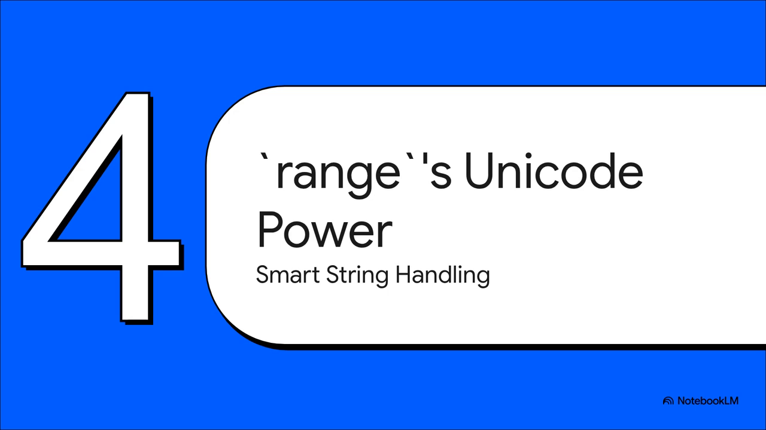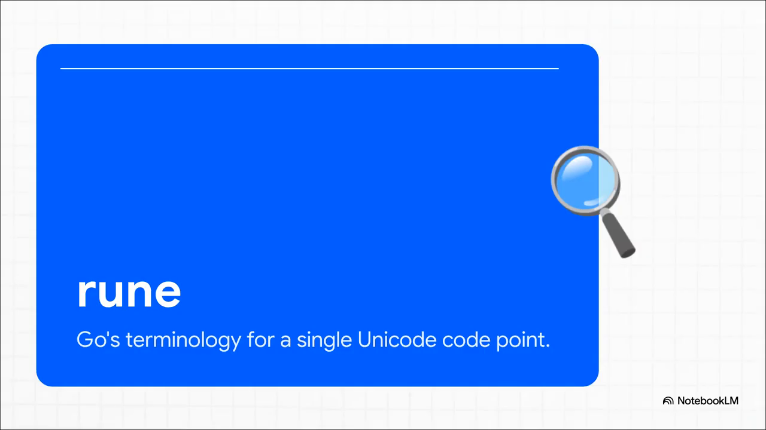So far, range has been clean, convenient, powerful. But what it does with strings, well, that's nothing short of magical. This is where range shows off its hidden superpower, its deep, built-in understanding of Unicode. Okay, before we see the magic trick, we gotta learn one key term, rune. In Go, a rune isn't just a character. It's actually an integer type that represents a single Unicode code point.